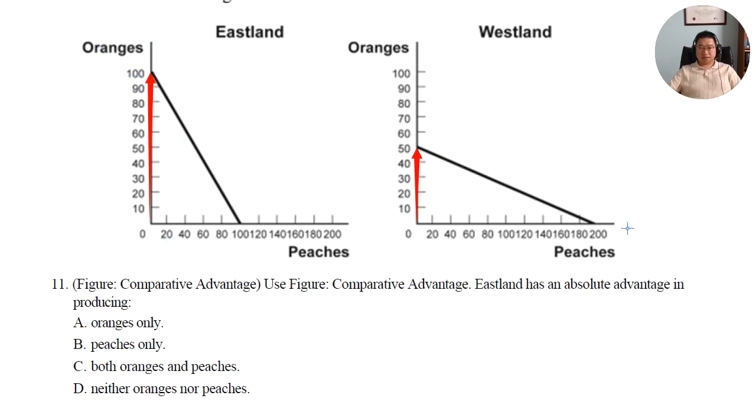Okay, and Westland, the absolute advantage, this one, absolute advantage is in what? Here, in peaches, right? That's obvious.